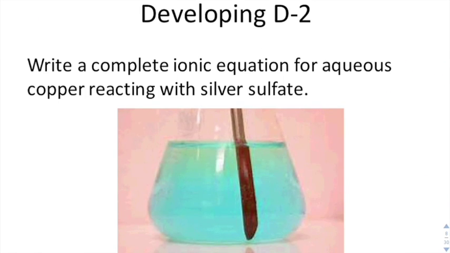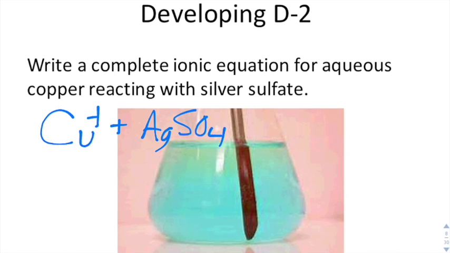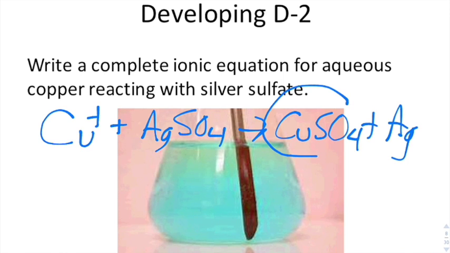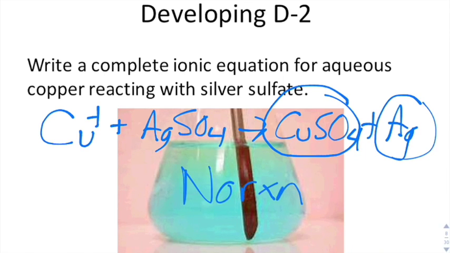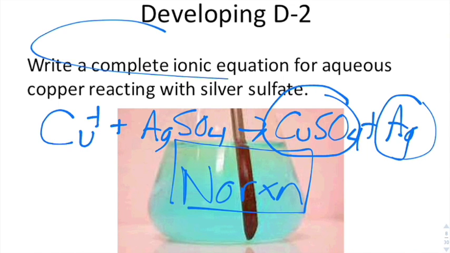Next it says write a complete ionic equation for aqueous copper reacting with silver sulfate. Whenever you have aqueous copper, that's just copper ions. We'll call them copper 1 ions because it doesn't specify, plus silver sulfate, Ag2SO4. And at this point, you'd say, okay, then you'd get copper sulfate plus silver. The problem is that this right here is not a solid, and neither is this right here. So this is a tricky question. It would be no reaction. You have to watch out for these things when it says to write a reaction when no reaction actually exists.